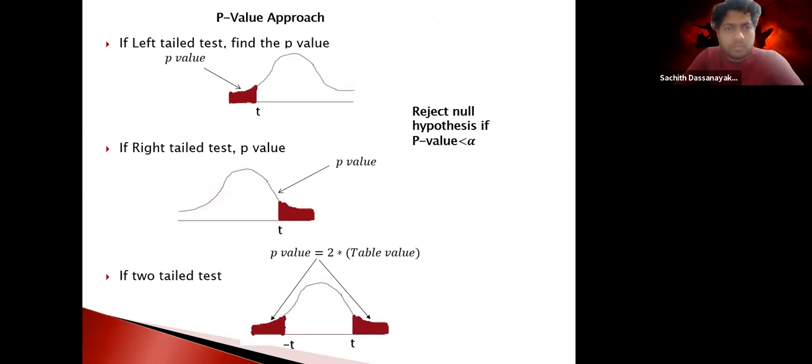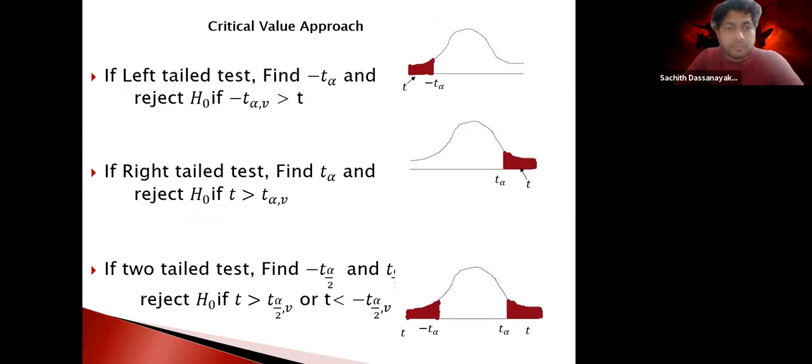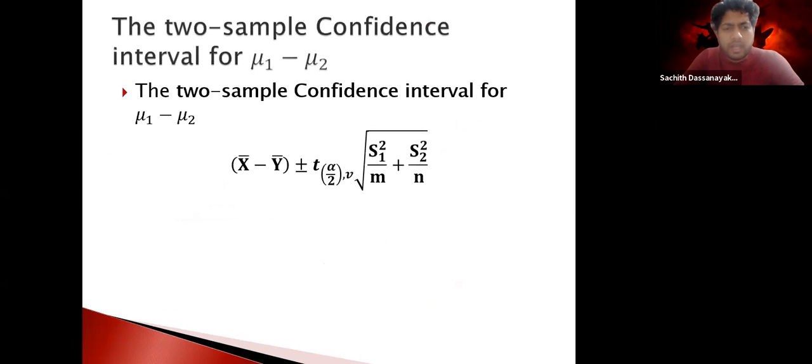So, same three methods we have to use, whether it is a left tail, right tail, or two tail test. Critical value approach, same case. Once you come to find the confidence interval for mu1 and mu2, we replace mu1 and mu2 from x bar and y bar to find the confidence intervals for mu1 and mu2.